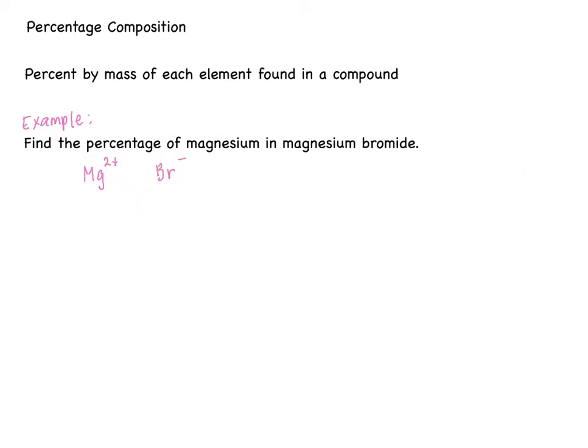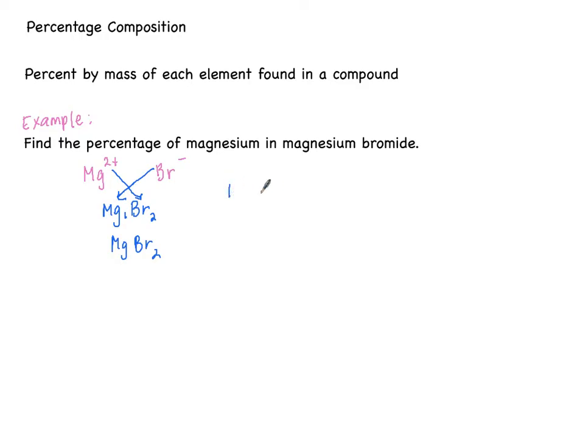And what we can do is we can use our crossover method to find the formula for magnesium bromide. So we bring the 2 down to the subscript behind bromide and the 1 behind magnesium. And then if we simplify that, we know we get rid of the 1 in algebra, so it becomes MgBr2.